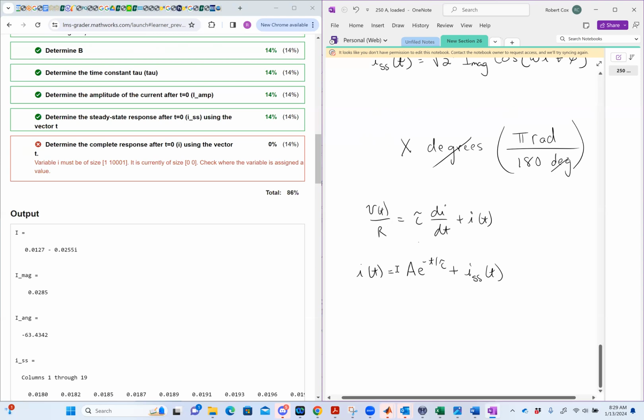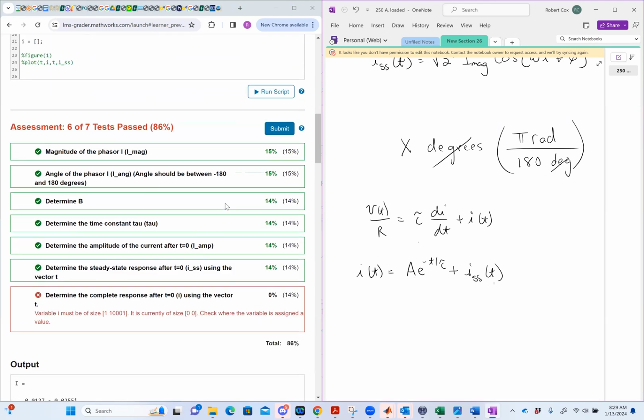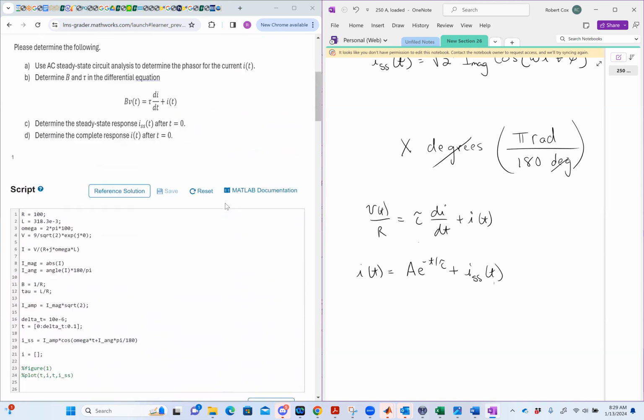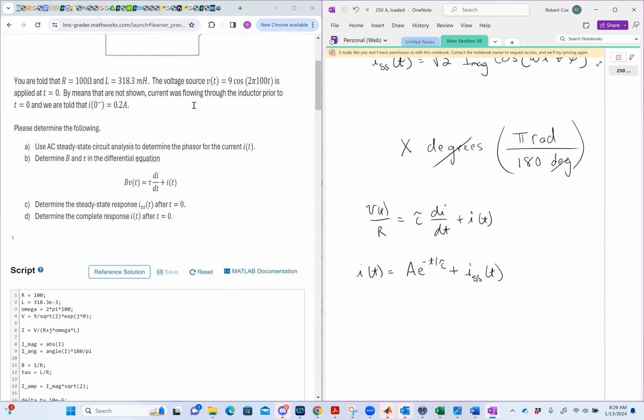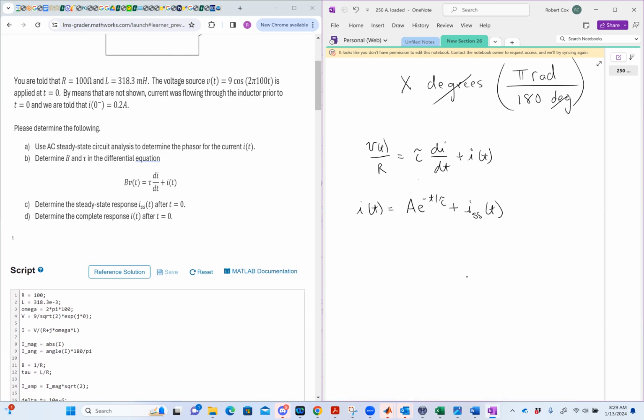I'm just going to write that as ISS of t because we've already determined what that is. Now, to solve for this, we know what tau is. We know what the steady state response is. The thing we don't know is what A is. So as we talked about in class, I need to be given an initial condition. And I was told here that the initial condition is that the current in the inductor before t equal to 0 was 0.2 amps.